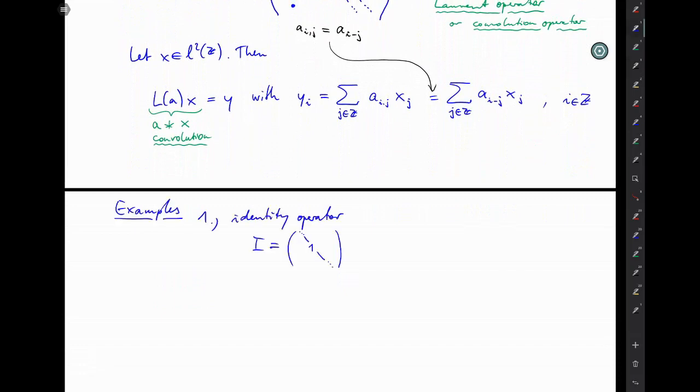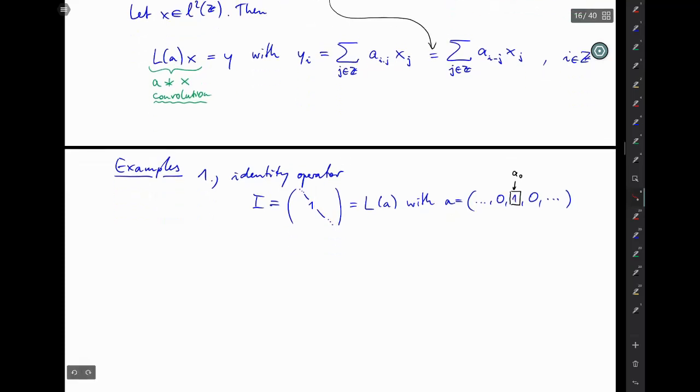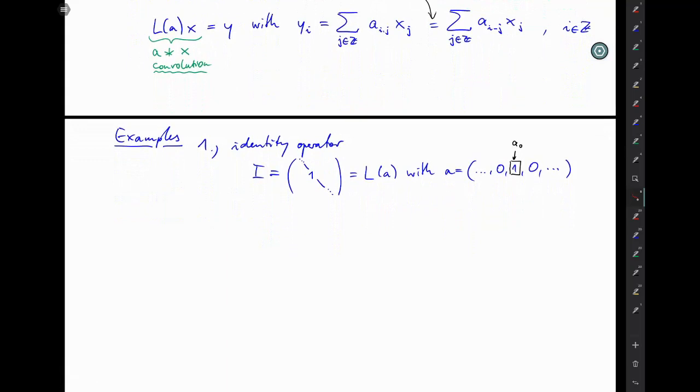Well, first of all, the identity operator on little l2 is just the operator of convolution by this sequence here. So let me mark the 0th entry of my infinite or bi-infinite sequences by a little box, so we can all see where 0 is. Okay, so it's clear that on the main diagonal you have this 1 here, and on every other diagonal there's 0. Nothing more to say about this.